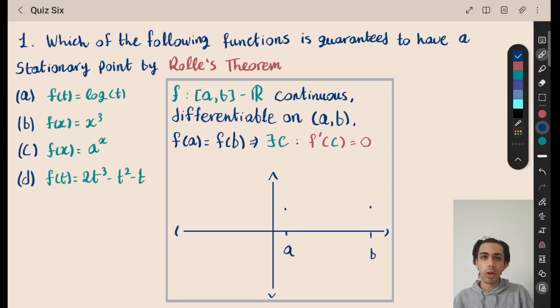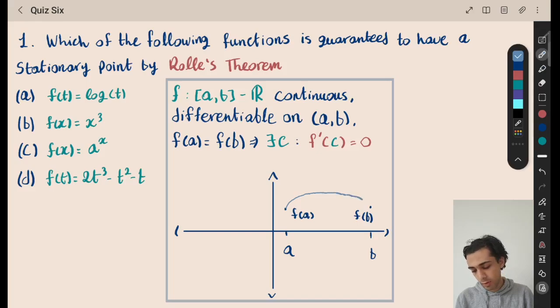So now I will construct a function which satisfies these properties. I have here f(a) and f(b) on the same level. So this is f(a), and that is f(b). Now let me draw my function. Maybe I'll draw a very simple one. Yeah, so this is a very simple function.